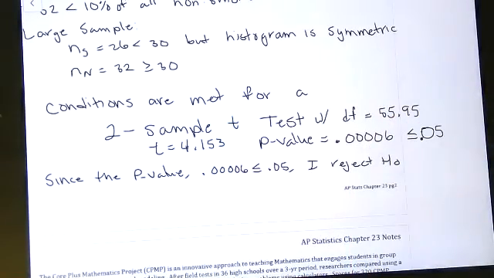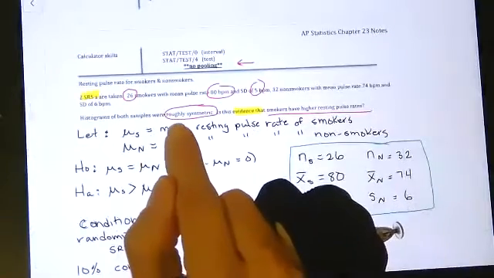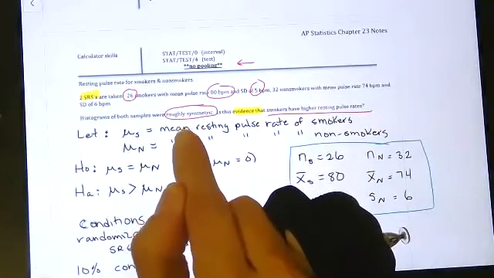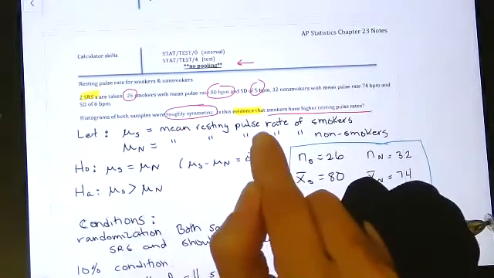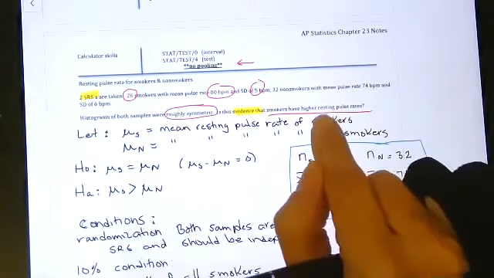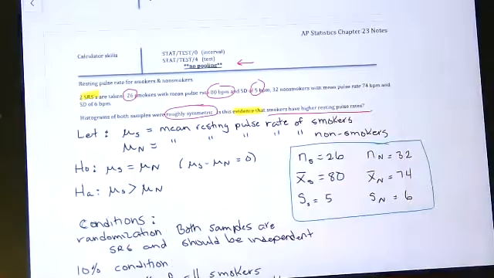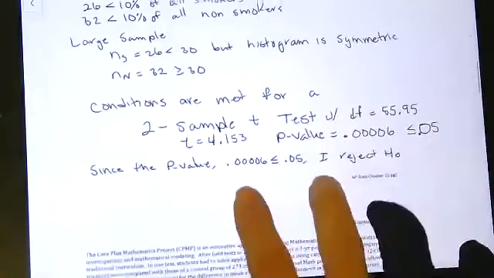And now I got to say, well, what does that mean about smokers and non-smokers? When we reject the null hypothesis, we have found evidence. In fact, this is very strong evidence. Our p-value is super low. So we have convincing evidence that smokers have higher resting pulse rates than non-smokers.